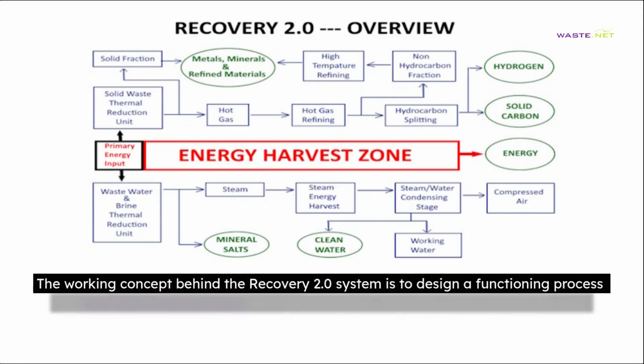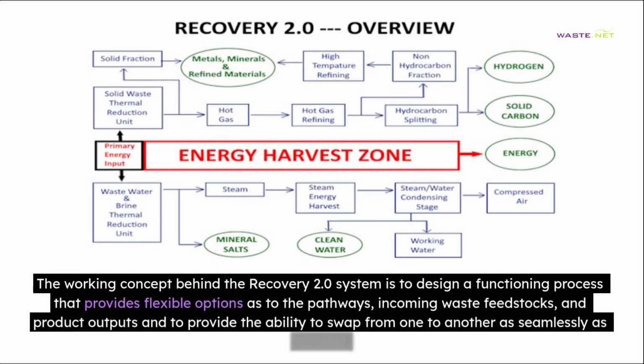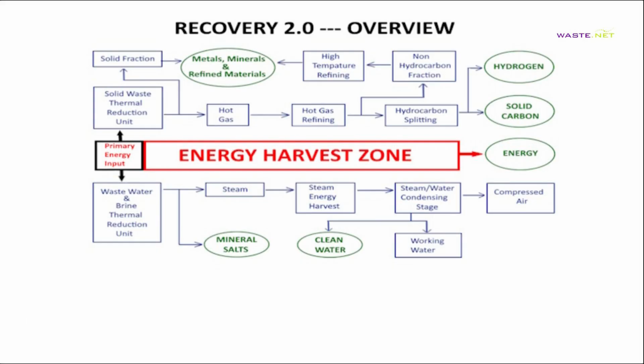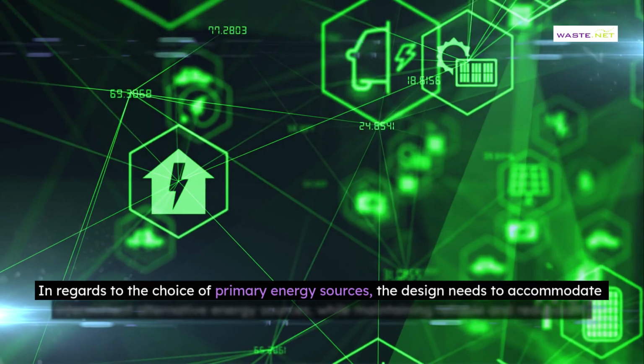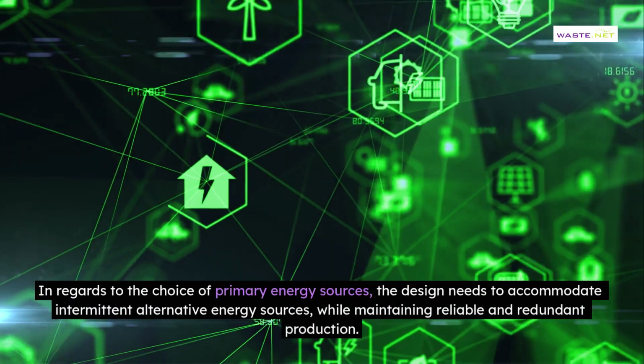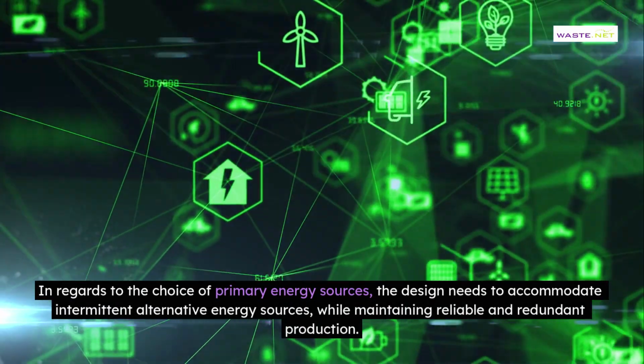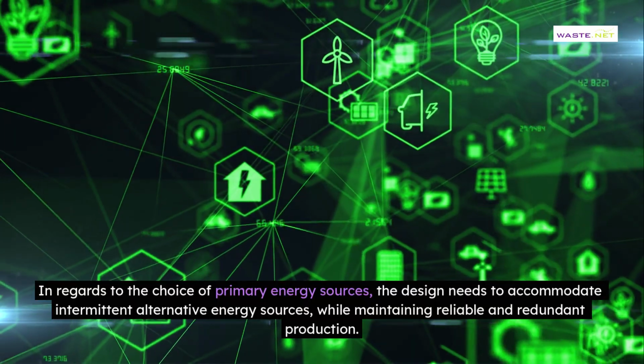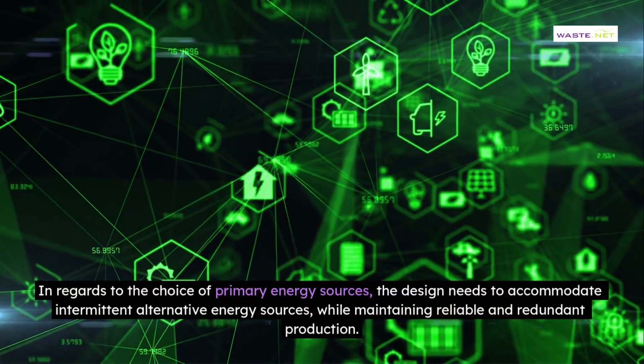The working concept behind the Recovery 2.0 system is to design a functioning process that provides flexible options as to the pathways, incoming waste feedstocks, and product outputs, and to provide the ability to swap from one to another as seamlessly as possible. In regards to the choice of primary energy sources, the design needs to accommodate intermittent alternative energy sources, while maintaining reliable and redundant production.